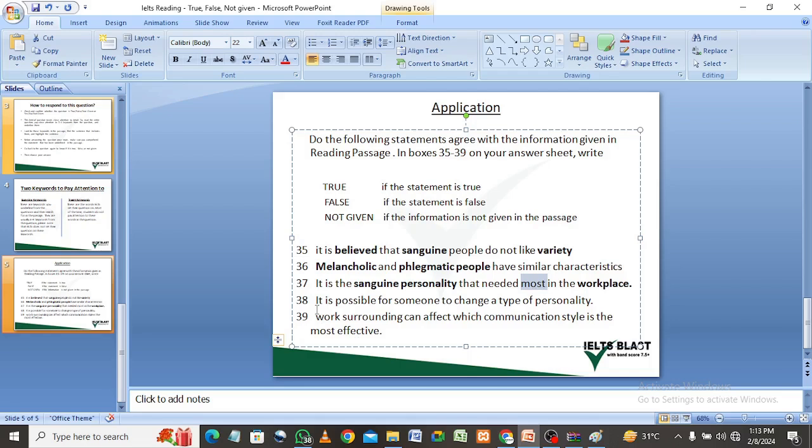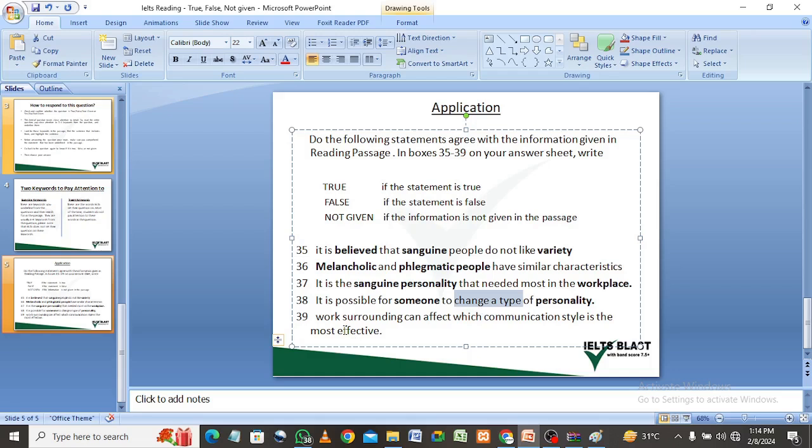Now let's take a look at 38. What are the scanning keywords here? The scanning keywords here are what? Someone, personality. Then the target keyword here is what? Change. Change, that is the what? The target keyword. The target keyword here is what? Change.